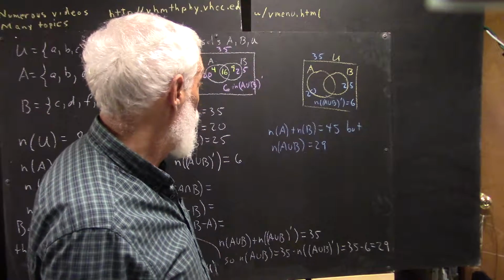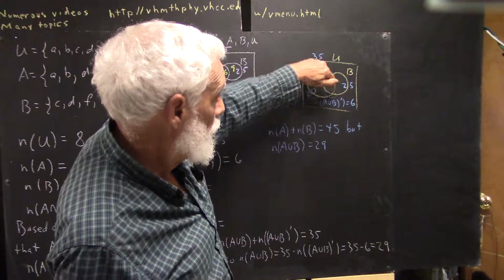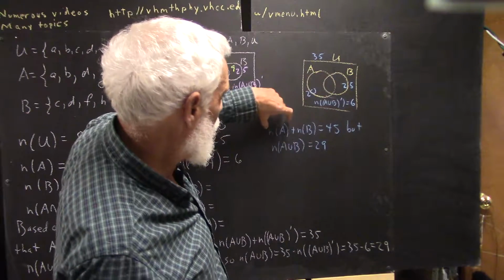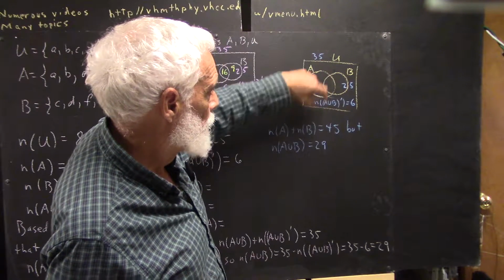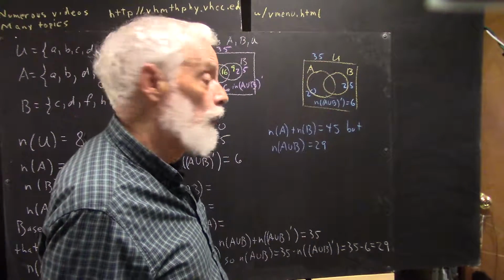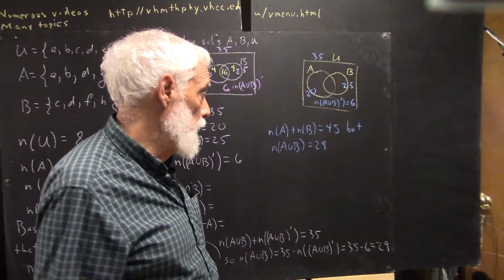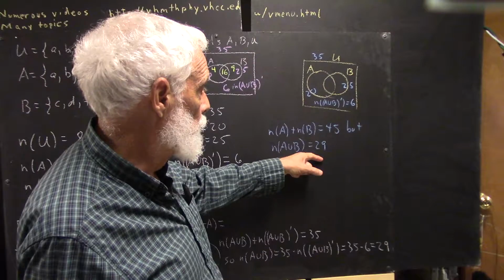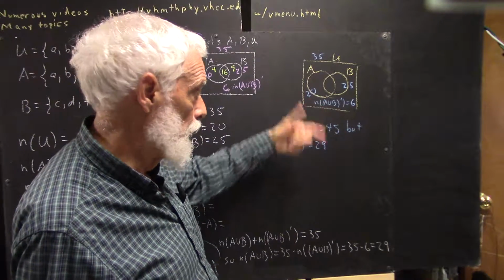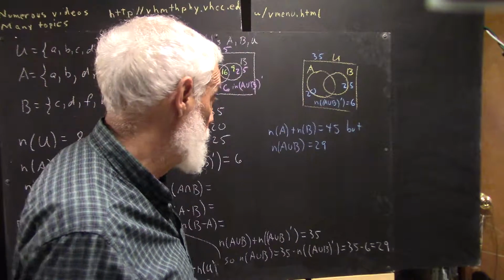Well, the only way that can happen is if there are a bunch of them in this intersection, because when you add the number in A to the number in B, whatever's in the intersection is getting added twice. Well, if you think about it for a minute, that means that the difference here between 45 and 29 or between 29 and 45. The difference is 16.